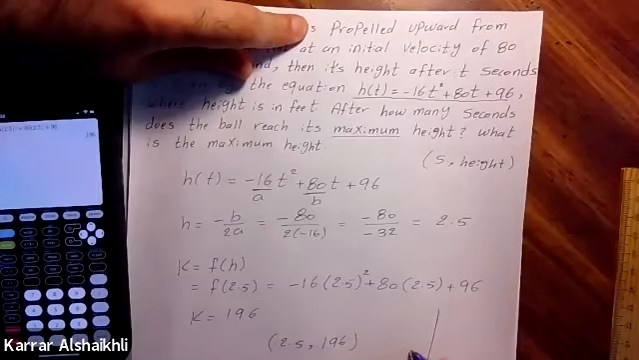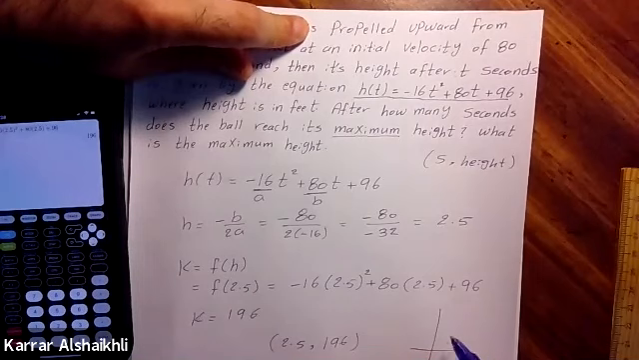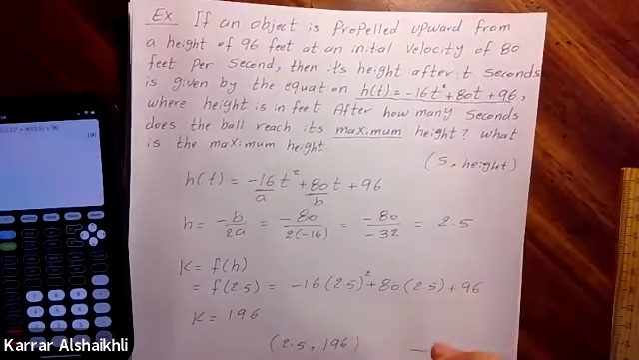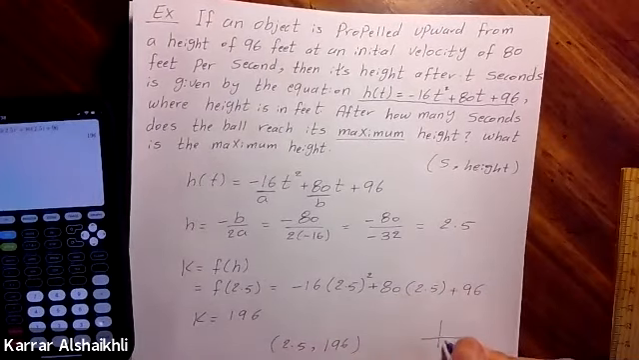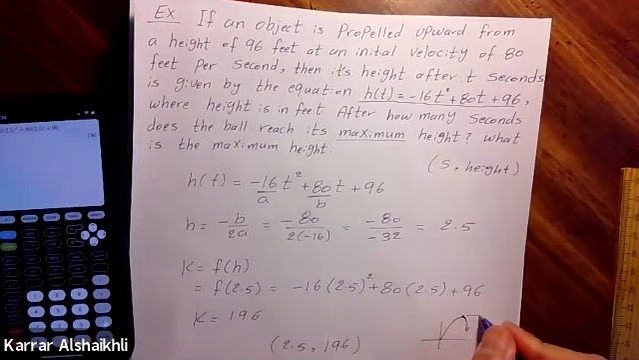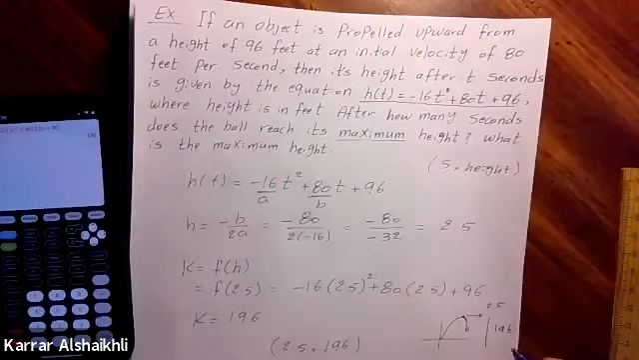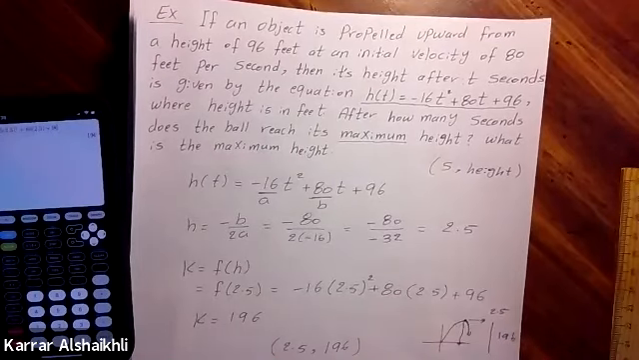That means if you want to graph it, you're going to throw the ball upward. So let's do a similar graph. You're going to throw the ball like this, and here the ball is going down. At this point, in 2.5 seconds, the height is going to be 196, which is the maximum height. From this point to the ground is the maximum height.